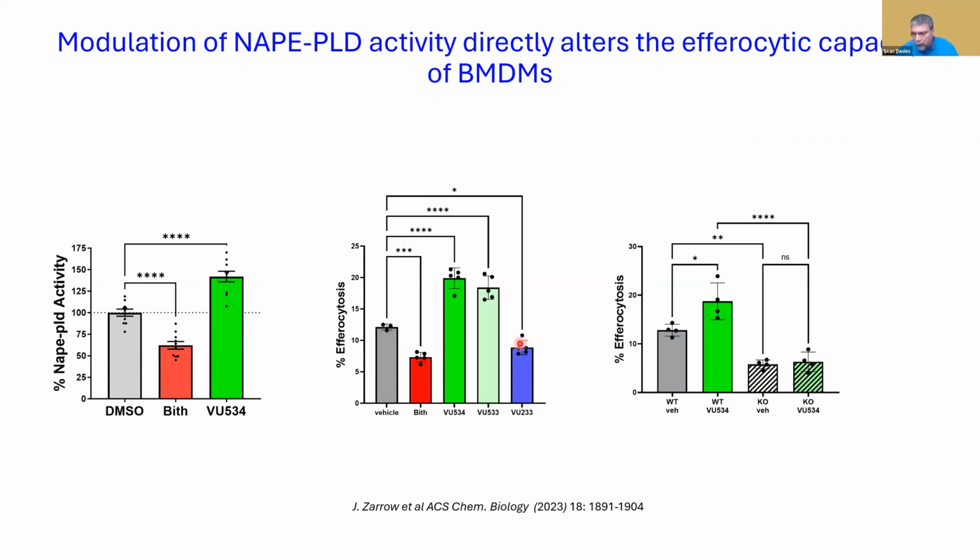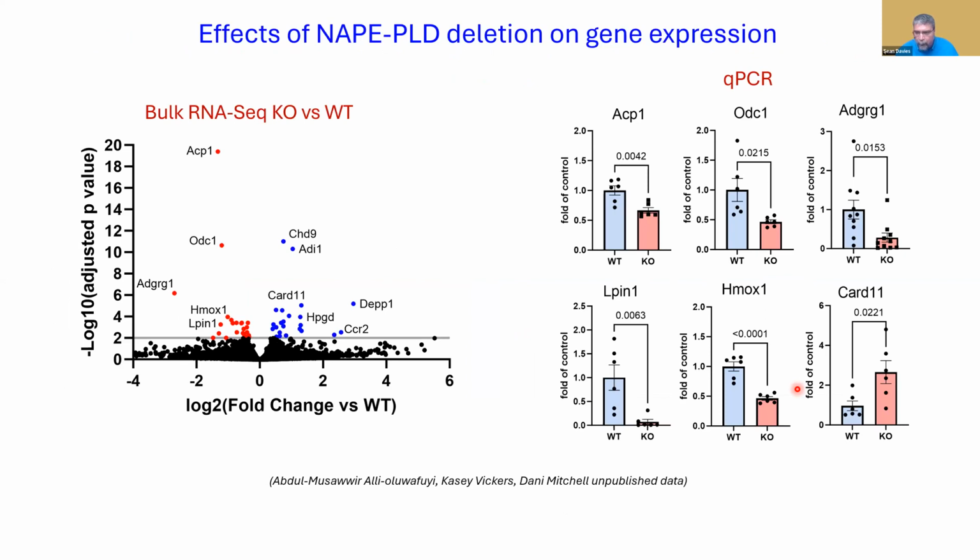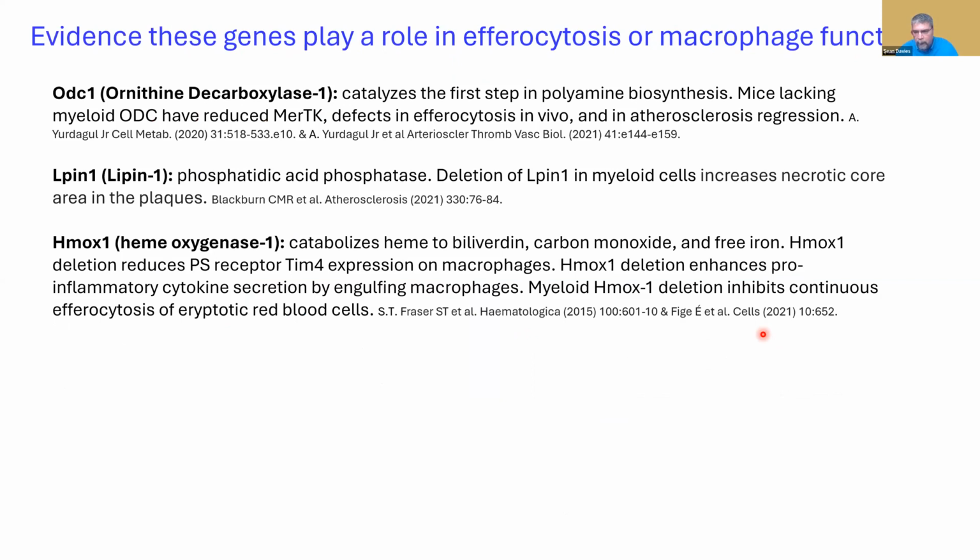This is NAPE-PLD specific because if you look at knockout animals, again, if they're just treated with a vehicle, you see a reduction in their capacity to do efferocytosis. It's true with the activators. In the wild type you see increased efferocytosis, but there's no change in the knockouts. What's driving this? There are changes in a number of genes, and if you do GO analysis on these genes, it might not come up as a clear efferocytosis signature, but when you look at some of these genes, like ornithine decarboxylase 1, which catalyzes the first step in polyamine biosynthesis, recent data suggests that loss of ODC reduces expression of MERTK, it causes defects in efferocytosis in vivo, and makes it less able to do atherosclerosis regression.